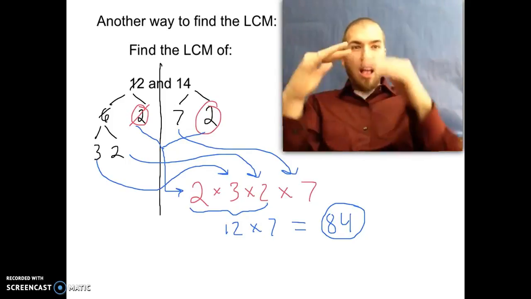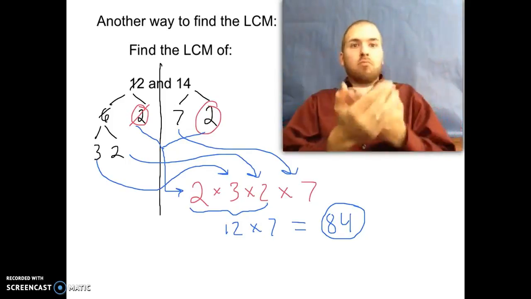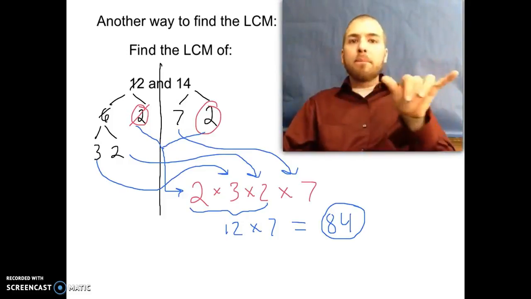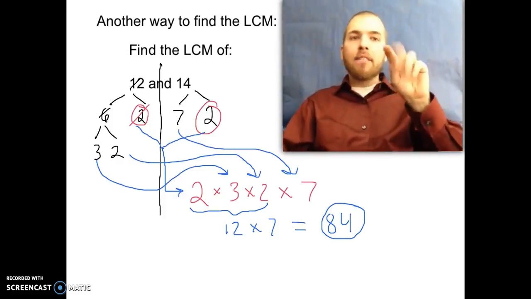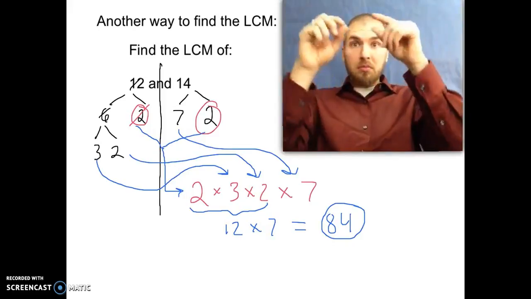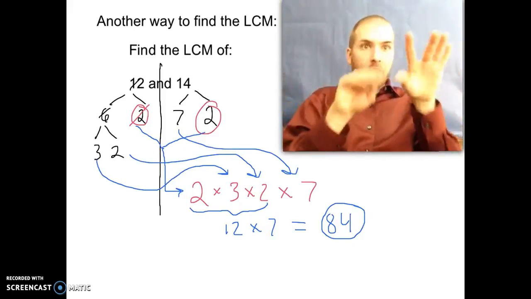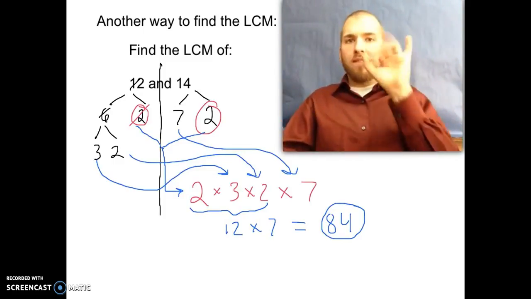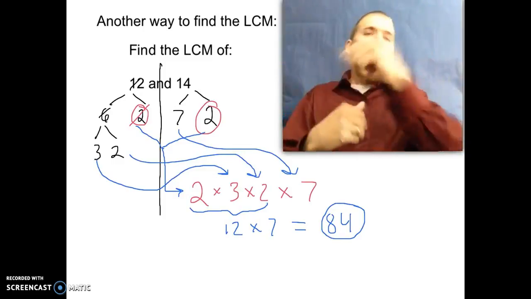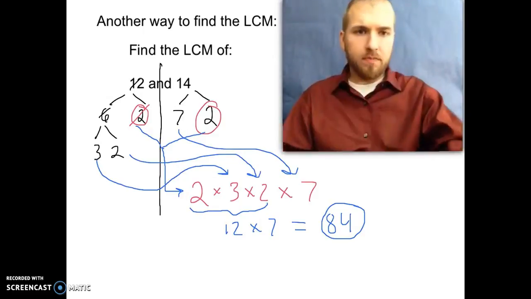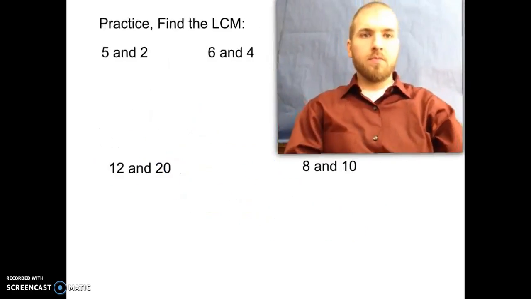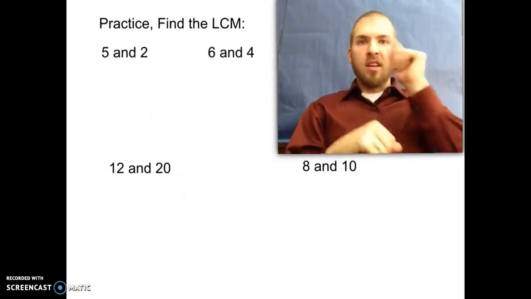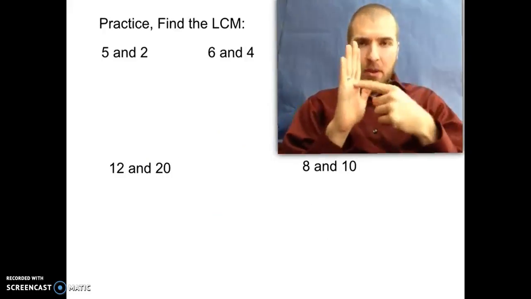Instead of having to write down all the multiples of 12 and 14 until you found that their common one was 84, you can use this factoring method. And anytime you have two factors that are the same, they just become 1.